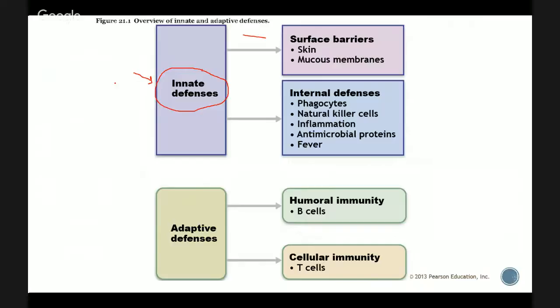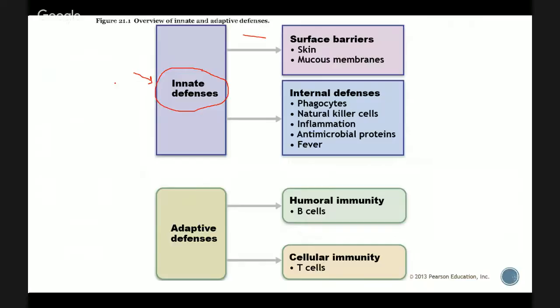So the surface barriers are basically like the first line of defense. It's like the external wall. If you think about an invasion, let's say you have an enemy that's trying to penetrate and get through the external wall of a kingdom. If they get past that external wall, now you're going to need an army, so to speak. You're going to need actual beings there on the front lines to fight off the intruder.